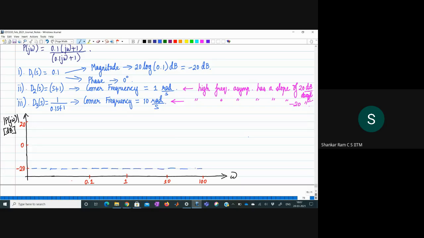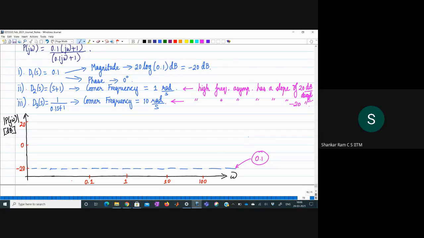So we are going to have this to be the magnitude of 0.1. So let me write it. Okay. So this is the magnitude plot of 0.1. I'm sure all of us can agree to this fact.